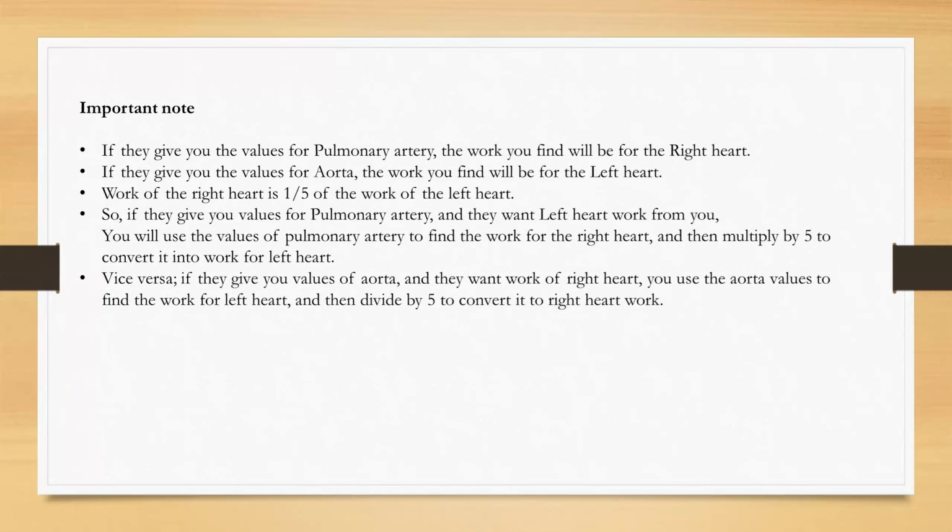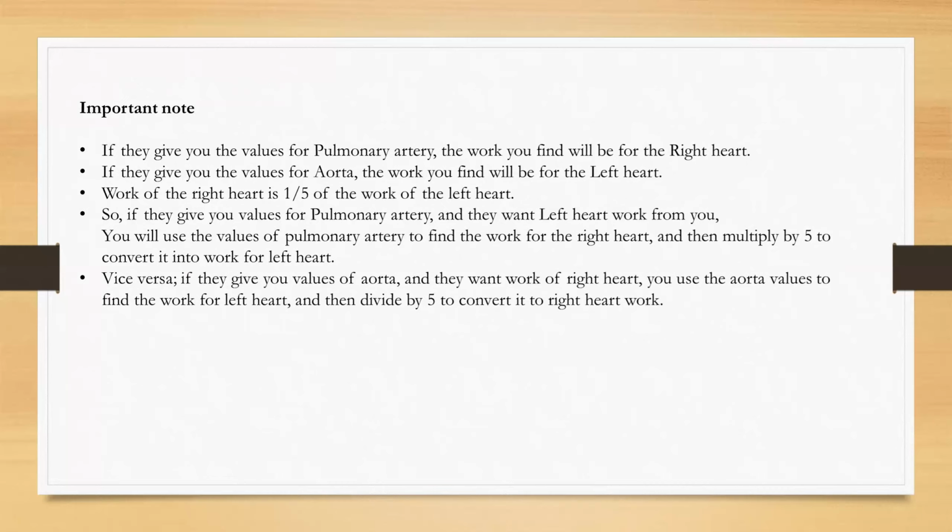So if they give you values for the pulmonary artery and they want the work of the left heart, then first you find out the work for the right heart and then multiply it by 5, because we know by experimental measures that it is 1/5 of the work of the left heart. And how do you remember this? You remember it like this: the right heart has to pump blood only to the lungs, whereas the left heart has to pump it to the entire body. So if you are given the values of the pulmonary artery, find the work for the right heart and multiply it by 5, because it is less, so you have to multiply.